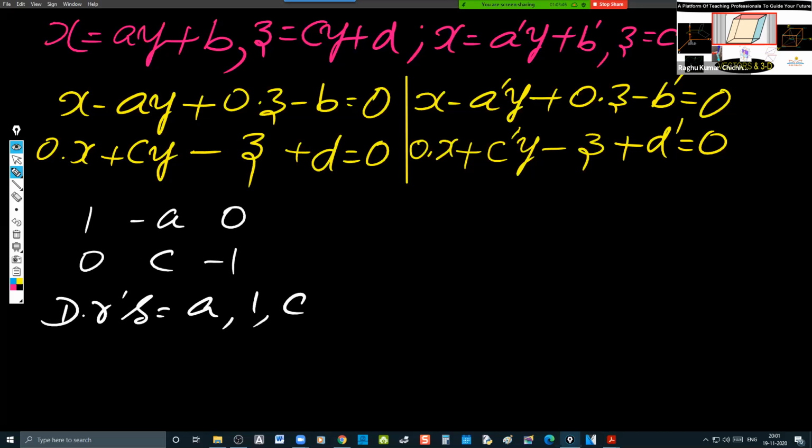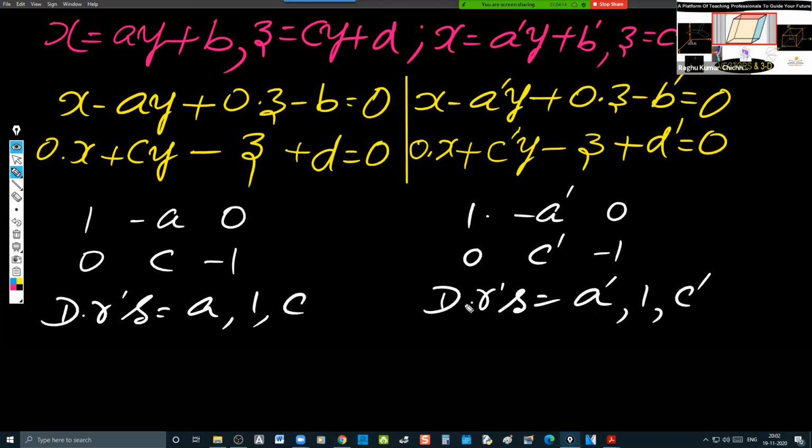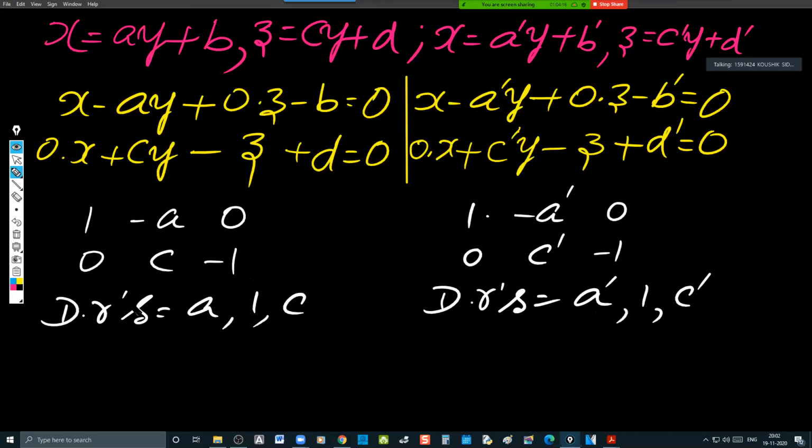Similarly, how to find the DRs of the second line? Same: 1 minus a dash, 0, 0, c dash minus 1. Come on, tell me the DRs now. a dash, 1, c dash. No difference between these two, only the dashes are there. That's all.